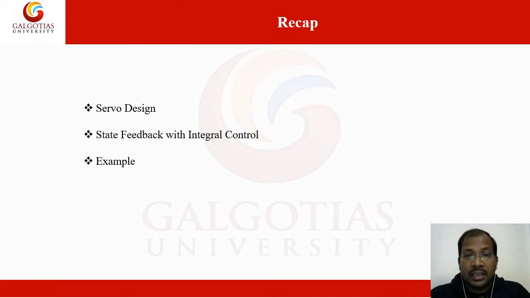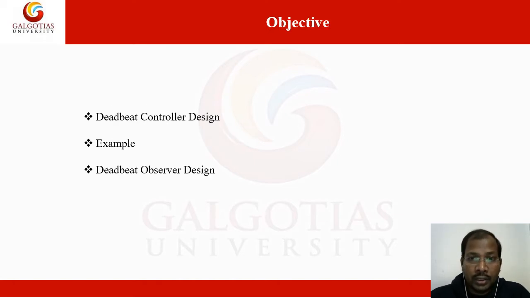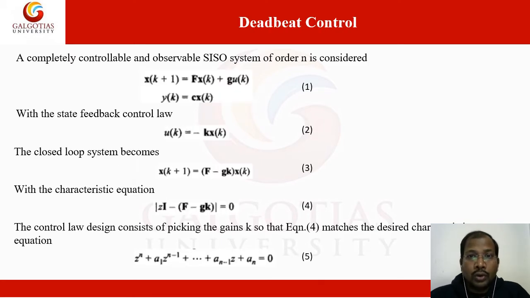In previous lectures we already discussed the servo design and state feedback with integral controller, and also discussed related examples. The objective of this lecture is to design the deadbeat controller, analyze the design steps through examples, and also discuss the deadbeat observer design. First we are going to discuss the deadbeat controllers.